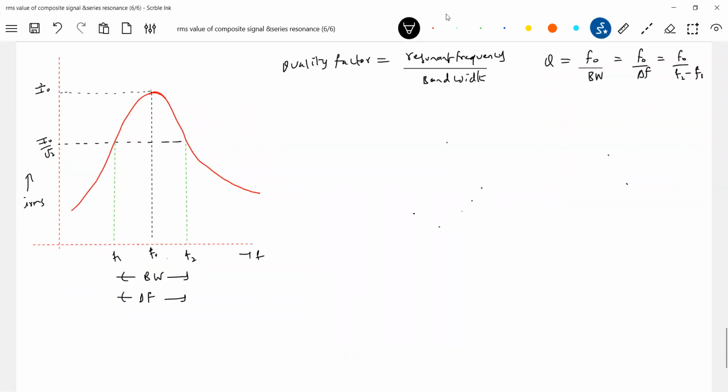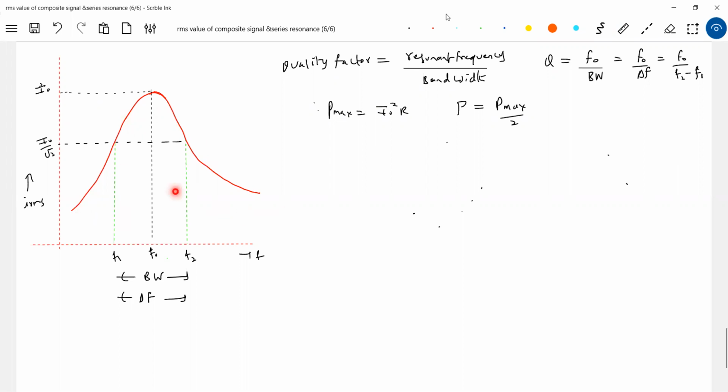Why only I naught by root 2? Sir, you are cutting that from there. Why are you finding F2, F1? So the maximum power P max is equal to I naught square by R. Then I'll consider all those signals which have at least half of the maximum power. So which signals will be useful for an application? This will contain information. The information will be spread everywhere, from 0 to almost infinity.